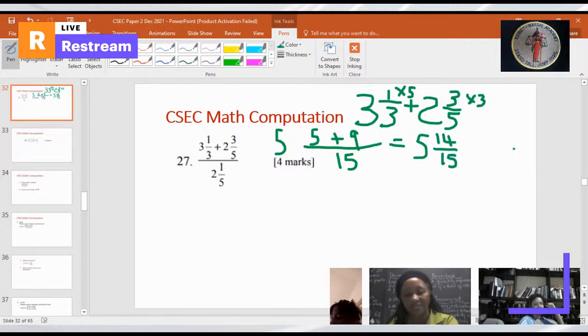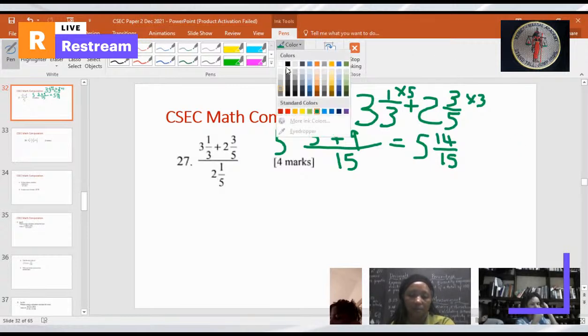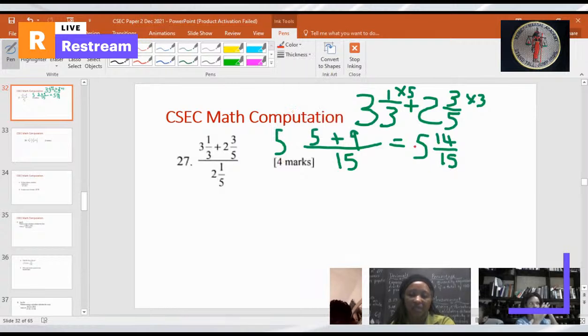So now we're going to divide that by 2 and 1/5. So this is the answer that we got from this in the numerator. But now we need to divide that answer, because remember this means divide. So divide this answer by this. Okay. So 5 and 14 over 15 divided by 2 and 1/5.